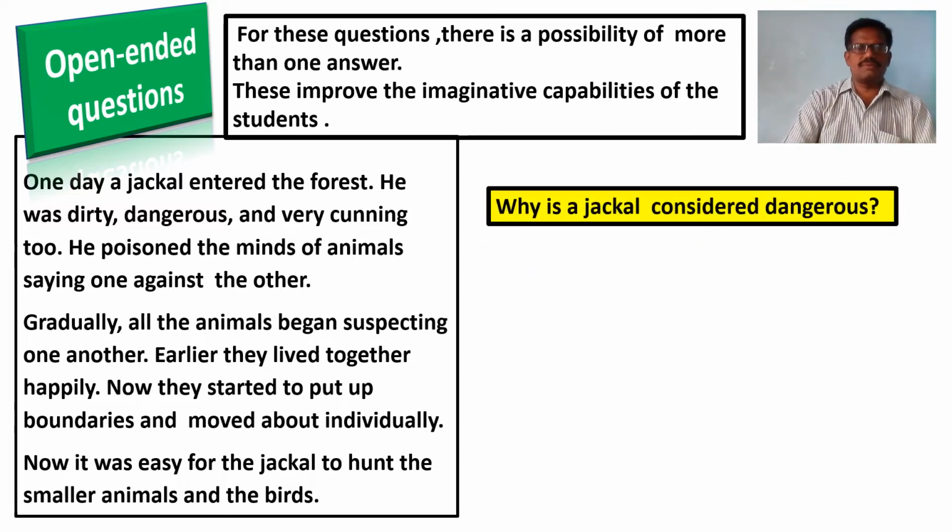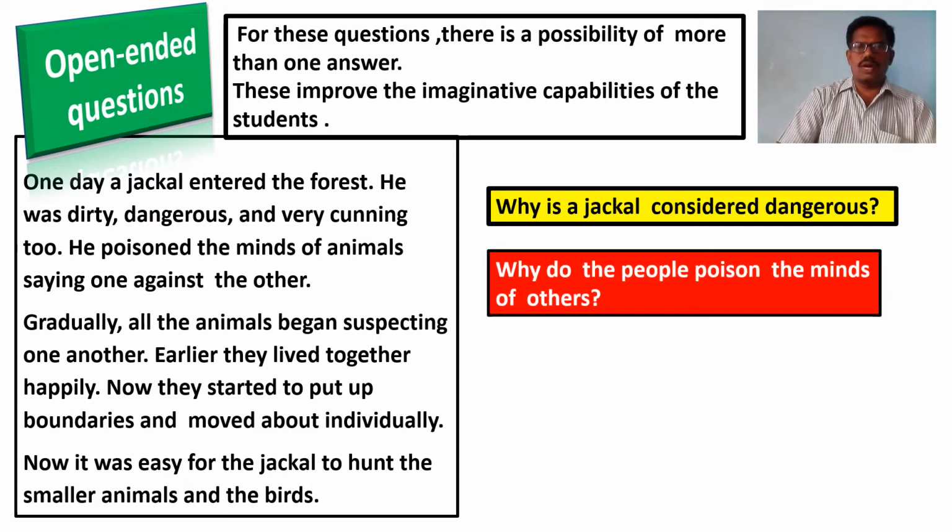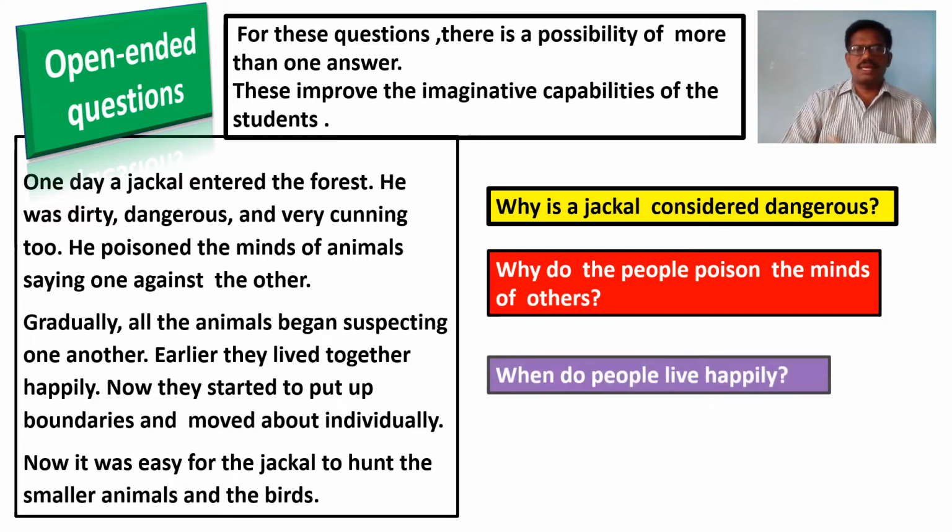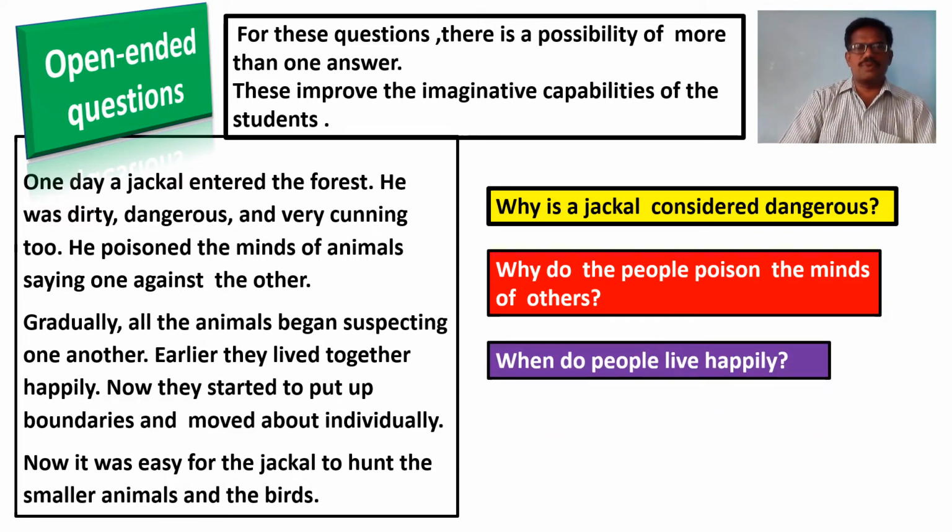For example, why is jackal considered dangerous? Here we can expect more than one answer. Why do people poison the minds of the others? For this one also we can have different answers. That means we can have more than one answer. And next one, when do people live happily? For this question also we will have different answers from the different students.